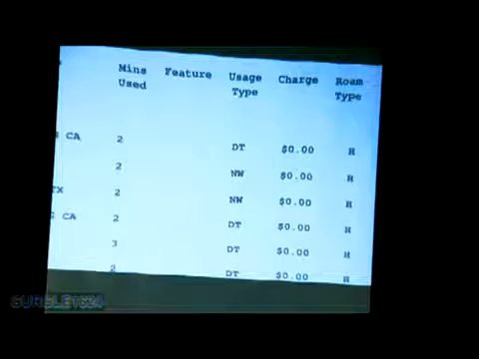Yes. The next is usage type. What is meant by these two letters here? The abbreviations that we see here for usage type, one represents DT. DT identifies daytime. NW is nights and weekends. And next is charge. What does this column represent? Charge is the amount that we actually bill the customer.